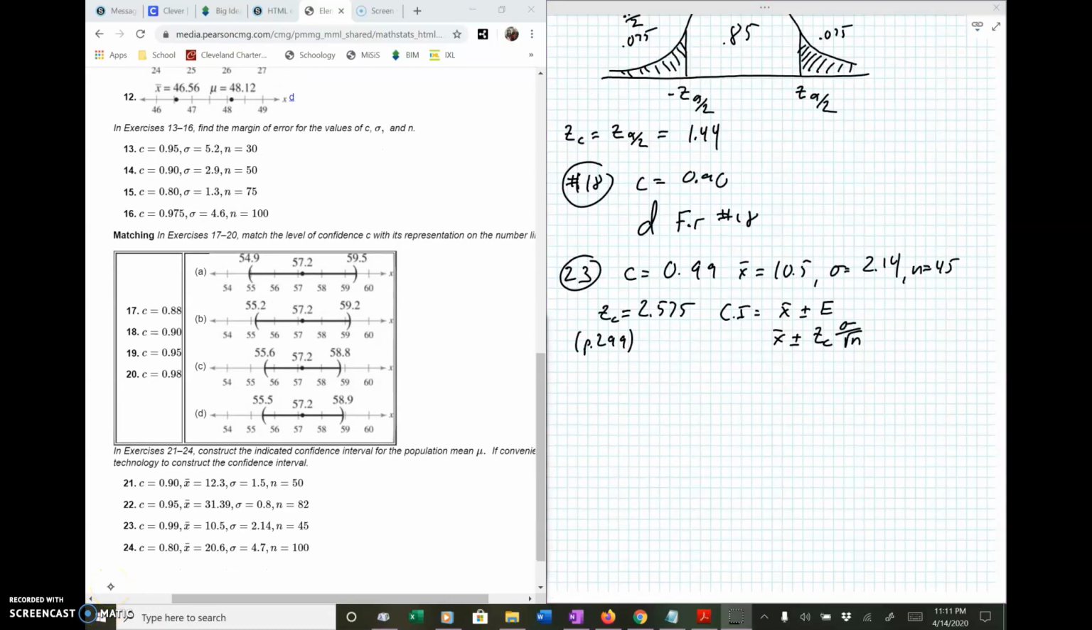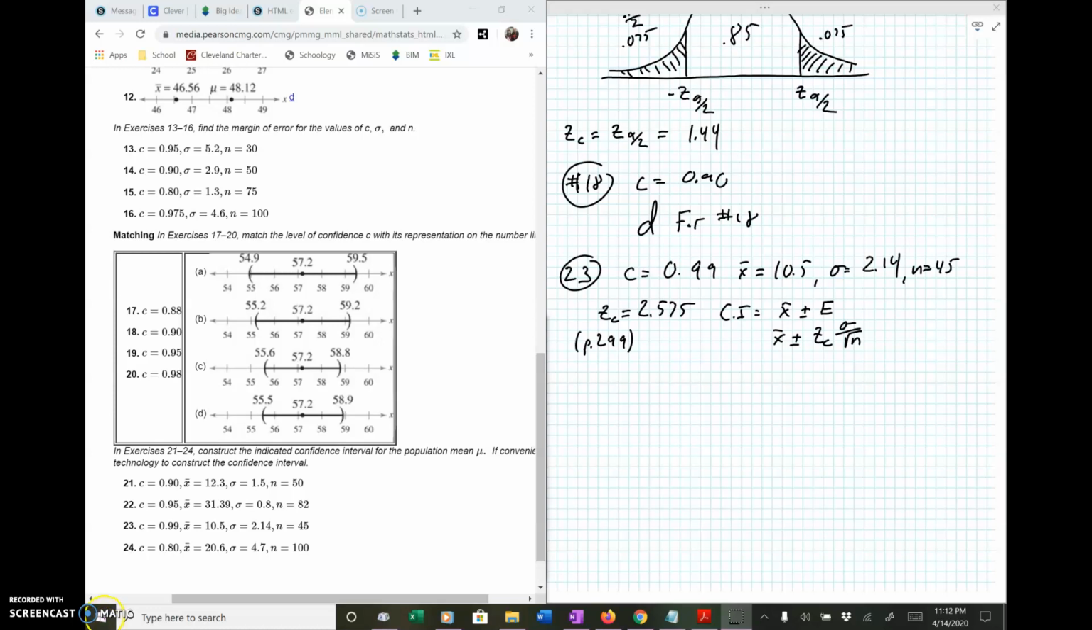Number 23, I got this Z critical value right here, the 2.575. That is on page 299 in your book. In the study tip on the side, those are 3 common critical values you should memorize. Other ones you have to look up like we did in number 18. So I got a formula. Our confidence interval is the mean plus or minus the margin of error, E, which is the Z critical times the standard deviation over the square root of n.